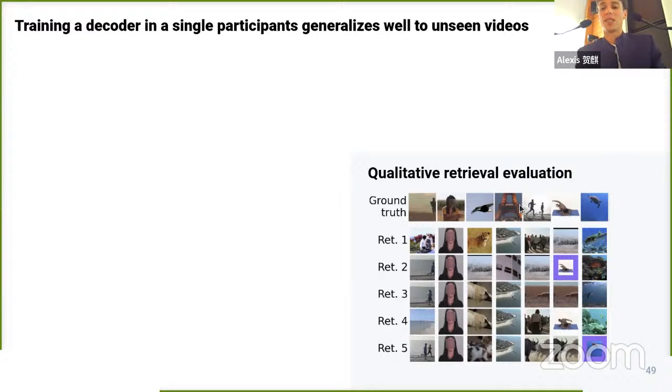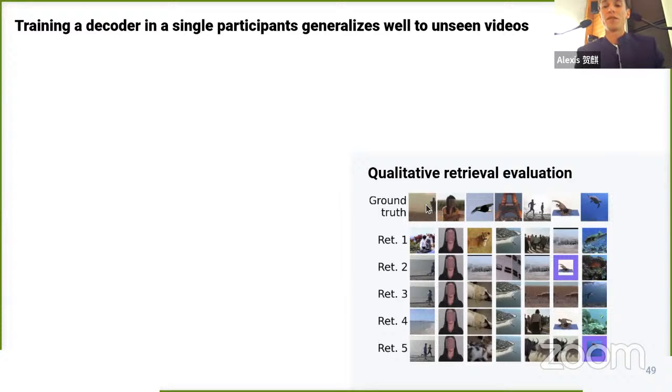What we see here in this qualitative example is in the top row, you can see the image that the person was seeing while they were in the scanner. And in the bottom row, you can see the images that were retrieved by the model. So the first line is what the decoder thinks the person was seeing, et cetera, et cetera. In some cases, we get the right image in the first few tries. But in most cases, we get something that's not the right image, but that is semantically consistent with what the person is seeing.